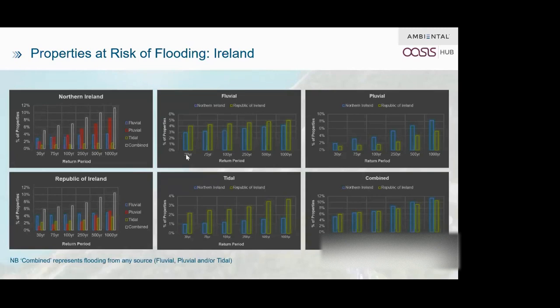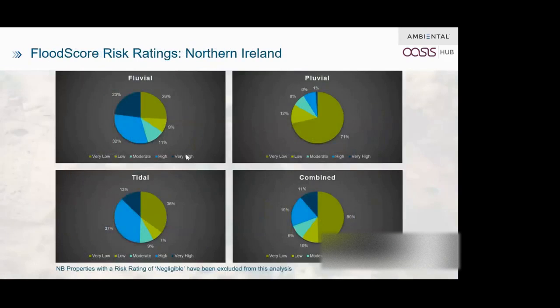In fact, according to the Department of Infrastructure's flood risk assessment, Northern Ireland is actually estimated to have aggregated annual average damages of £56 million, 74% of this actually being attributed to pluvial flooding. Next slide, please, Rob. Thank you.